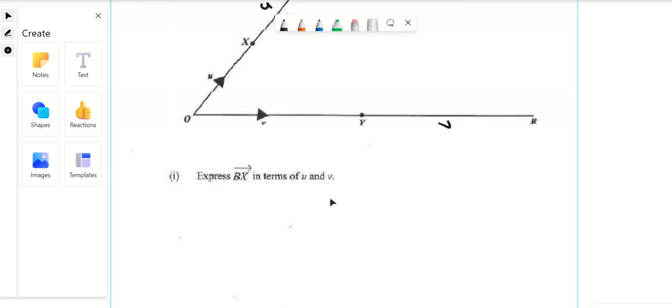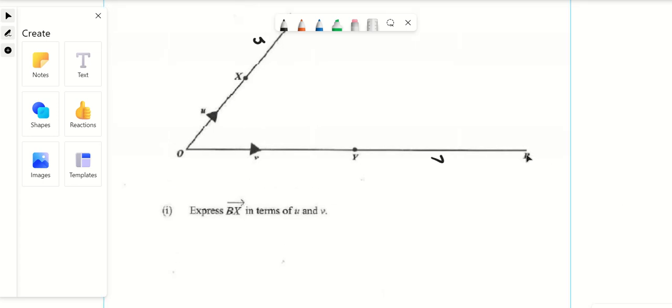explain BX in terms of U and V. So we want BX. What is BX? BX would be BO plus OX. Now guys, we see that OY is V. So OB would be 2V. Right? So let us write this. So BX is equals to BO plus OX.